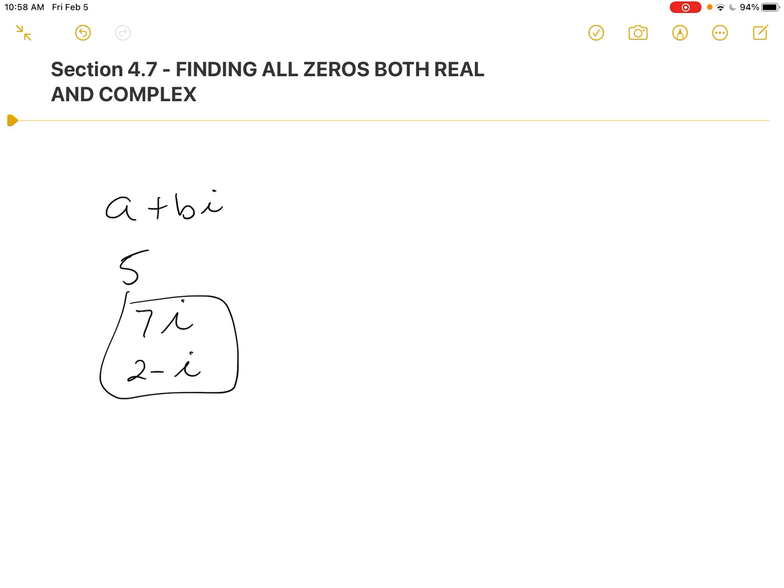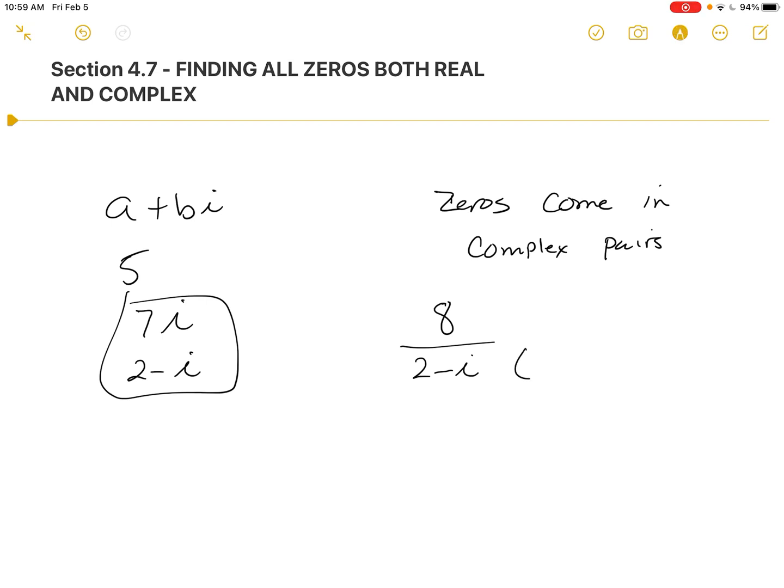But something that you need to realize is that as you have a true complex number that has an imaginary part, the zeros come in complex pairs. They come with their conjugate. Now that should be a familiar term for you. You would have used the conjugate in an intermediate algebra class to simplify this, to get rid of the i out of the denominator.